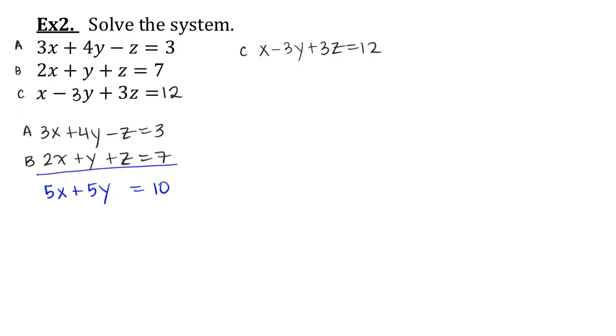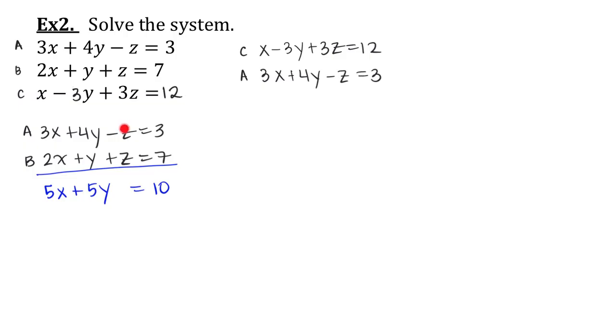Okay, and then I want to cancel the 3z, so I can use equation A or B to do that. It does not matter which equation you use. If one looks easier, I would use that one. They both look about equal difficulty. Maybe I'll just use A. So 3x plus 4y minus z equals 3.